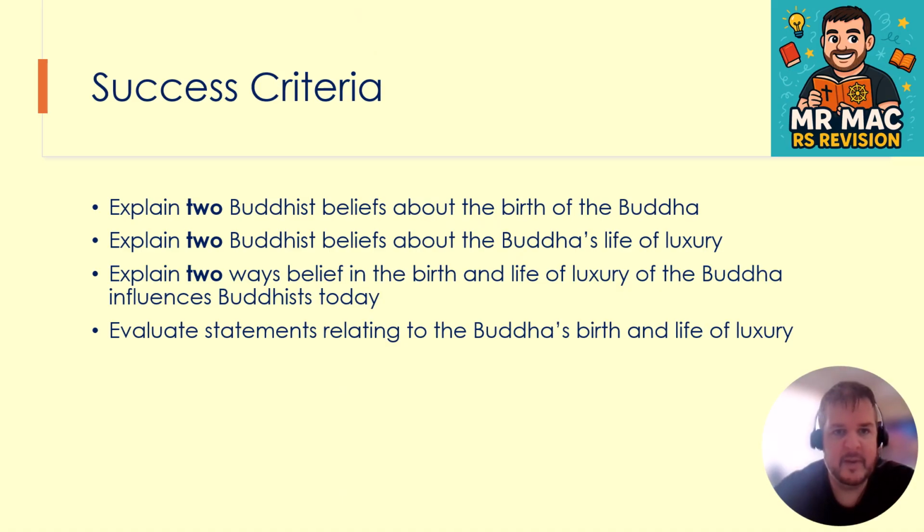So let's start by looking at what you're going to take away with you today, the success criteria. You're going to be able to explain 2 Buddhist beliefs about the birth of the Buddha. That could be for a 6-mark question. Explain 2 Buddhist beliefs about the Buddha's life of luxury, also for a 6-mark question. Explain 2 ways belief in the Buddha and the life of luxury influence Buddhists today. That would be for a 4-mark influence question on beliefs.